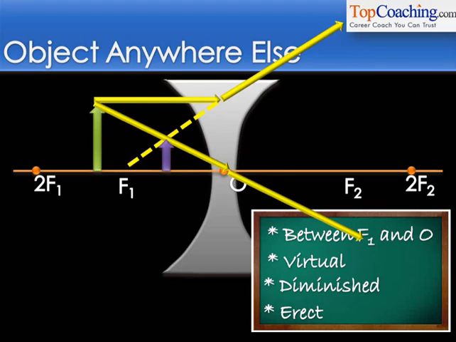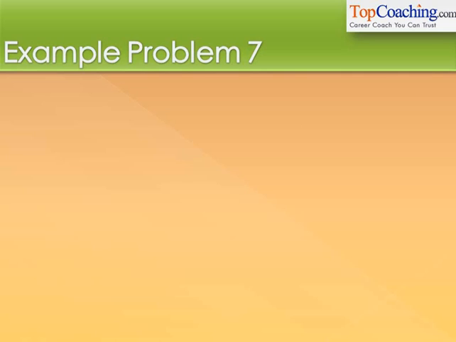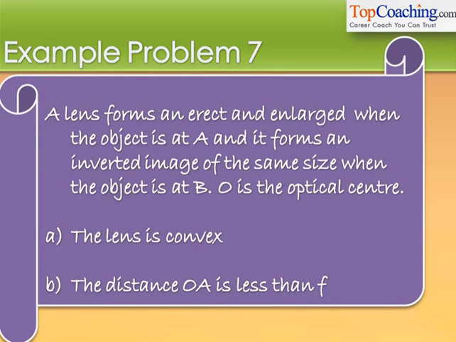So there you go. Whenever you are asked for a virtual and diminished image, you must say by using a concave lens. Understood? After all, in the case of a convex lens, a virtual and enlarged image is formed. Only a concave lens forms a virtual and diminished image. So now that we've studied so much of image formation using convex and concave lenses, let's solve some more problems.